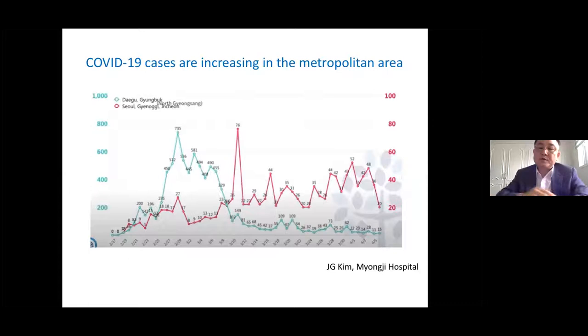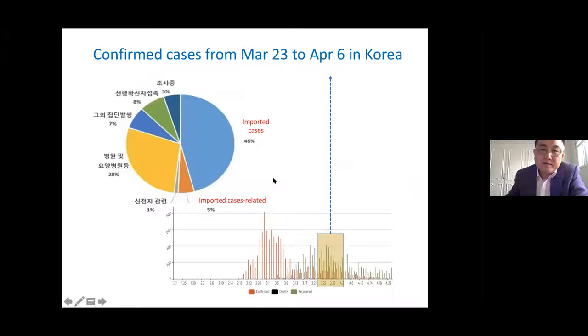Back to the early April, we were very concerned because after the outbreak in Daegu and Gyeongsangbuk-do area, the COVID-19 cases in the metropolitan area were increasing little by little. So local infections could not be totally eliminated. And another thing is the imported cases. If you take a look at this, in this period, from late March to early April in Korea, among the confirmed cases in the period, almost half of them are imported cases from overseas.